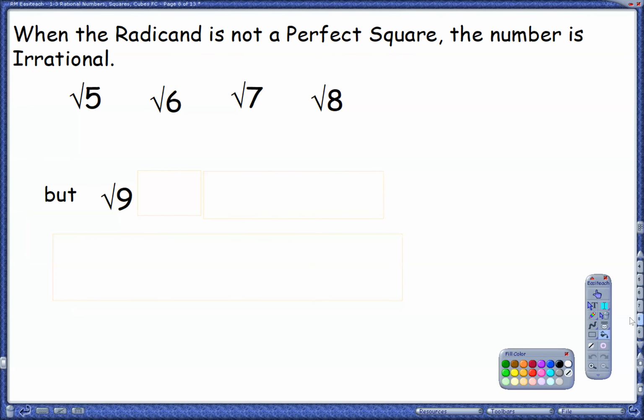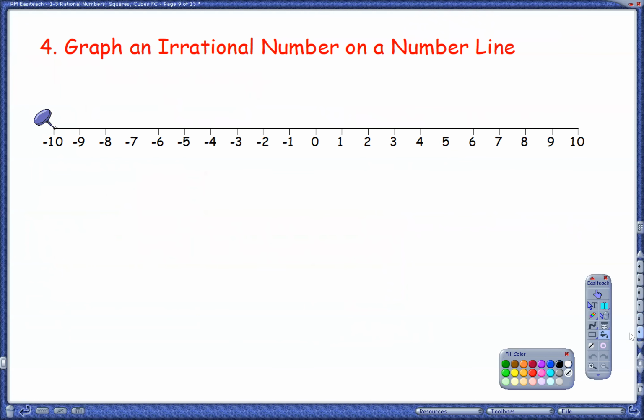So the number inside the square root is called the radicand. And when the radicand is not a perfect square, the number is irrational, such as radical 5, radical 6, radical 7, radical 8. But when you get to 9, radical 9 is equal to 3, and that is a rational number. You might be familiar with pi, which is a famous irrational number. And of course, you should know how to graph it.